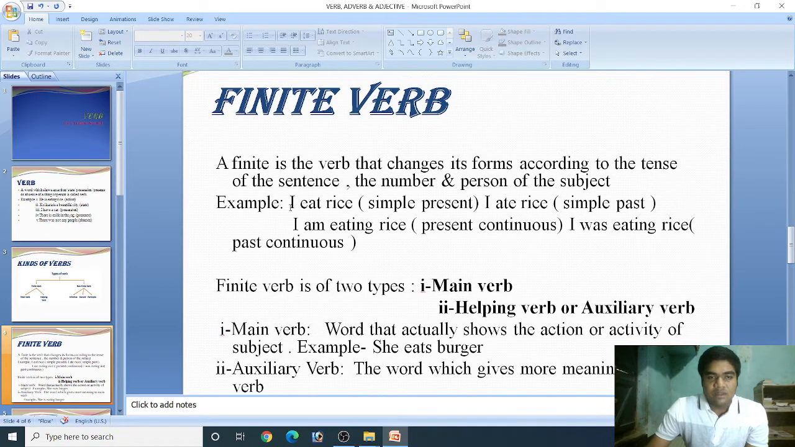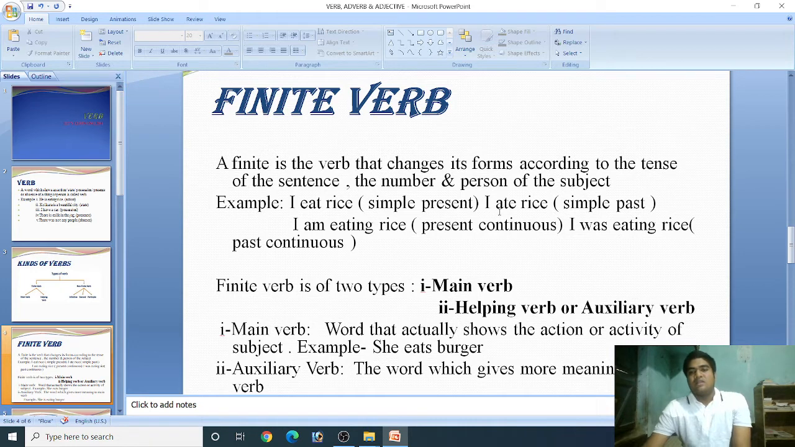So here the example is I eat rice. It's a simple present sentence. And when I write I ate rice, it's simple past tense. Here you can see the verb is eat, and here the verb is ate. So the verb has changed when the tense of the sentence has changed. Earlier it was simple present, so we used eat, and now in simple past, we wrote ate.